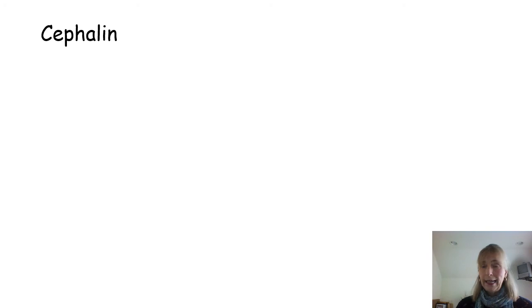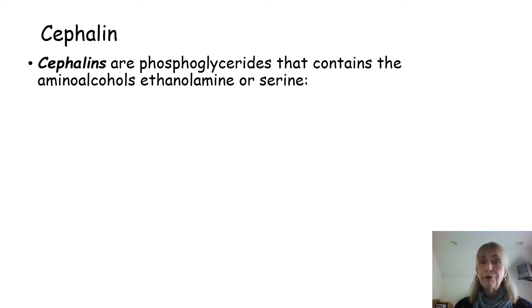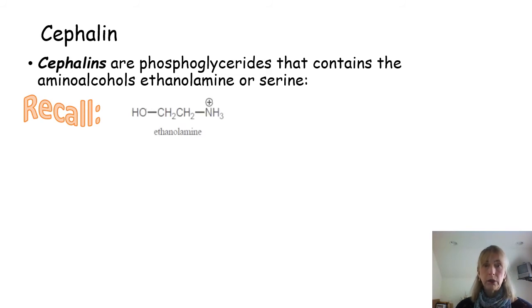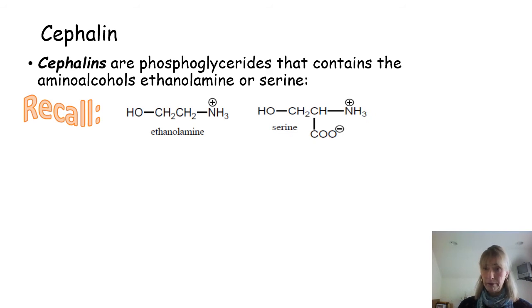All right, our next one is cephalin. Cephalins, again, they're phosphoglycerides. These contain the amino alcohols, either ethanolamine or serine, so the other two possibilities. Recall, we're going to go back to where we showed all of these amino alcohols. So this was ethanolamine, and this one here is serine. So with cephalins, you're going to see either of these amino alcohols attached to that phosphate group.